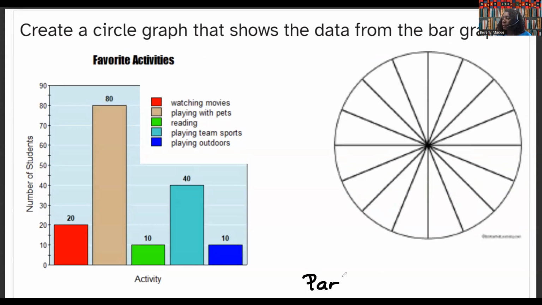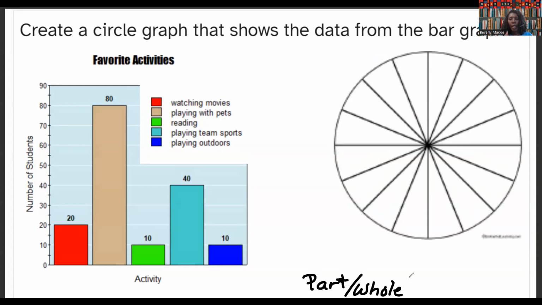Part of the whole, okay? Which would give us a percent. But we don't have to do the percents even in this case. But we can still create our circle graph. I want you to look at this. All right, so look at this circle.